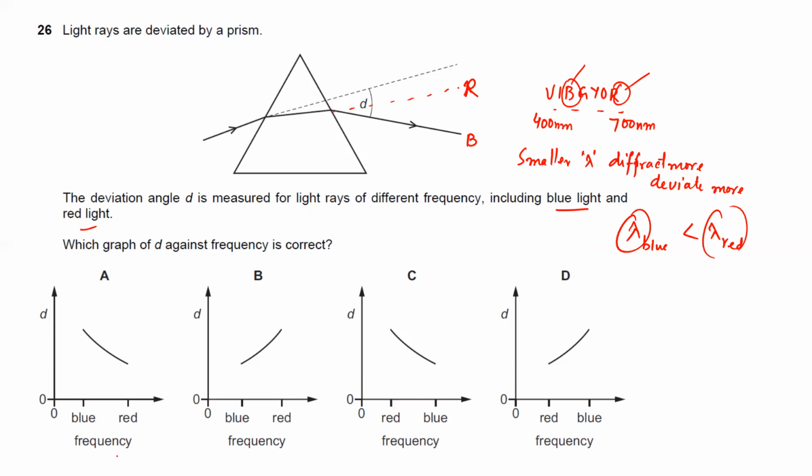And remember, C equals F lambda. If C remains constant and lambda is increasing, then frequency is decreasing on the opposite side. So for frequency, we have F red and F blue. The frequency of blue light is more than the frequency of red light, and the overall product remains the same. So this is not the right answer. So frequency blue more, red less. Deviation blue more, red less. Answer D is the right choice.